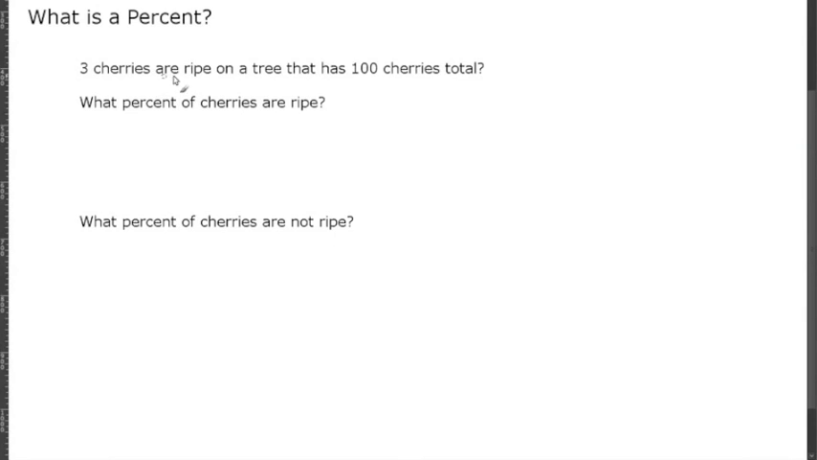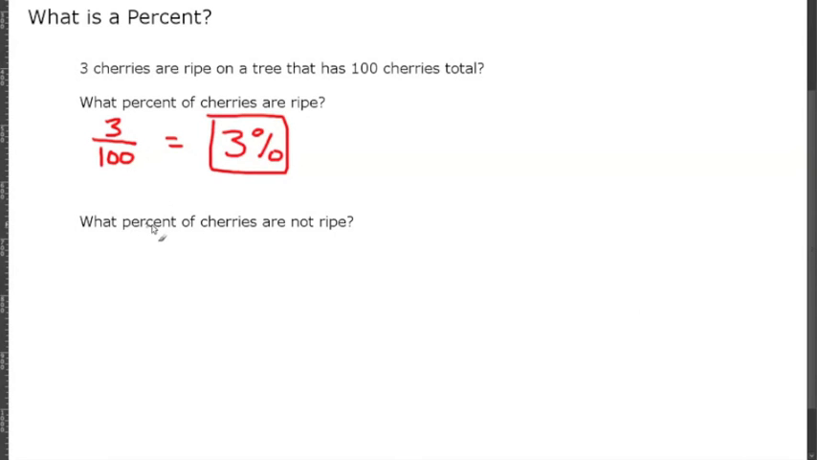Let's say that 3 cherries are ripe on a tree that has 100 cherries in total. What percent of cherries are ripe? Well, there are 3 cherries ripe out of 100, or per 100. So that's going to be 3% of the cherries are ripe.